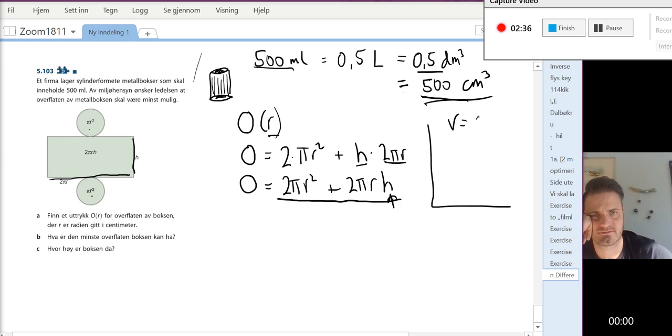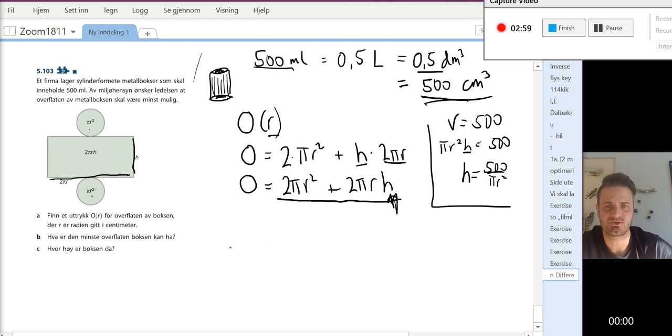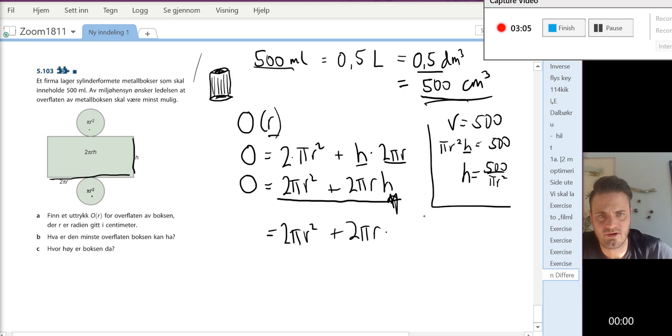We know that the volume is 500 cubic centimeters, and the volume of a cylinder is pi R squared times height. So now this is equal to 500. But then I isolate H. If I want to get rid of H, I have to isolate it in some other formula. So I divide by pi R squared on both sides, and I will get this. So then I get 2 pi R squared plus 2 pi R times H, but H is 500 divided by pi R squared. And then I can simplify this.